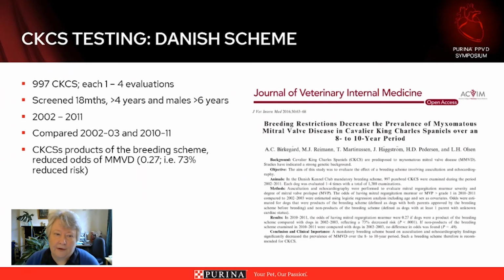So they had over 1,000 dogs that had between 1 and 4 evaluations. The Danish regulations are that they're screened at 18 months, at about 4 years old, and then the males are still screened again at over 6 years old. So they compared the results they had between 2002 to 2003, and then 2010 to 2011. And the Cavaliers in 2010 to 2011 that were products of this breeding scheme had reduced odds of mitral valve disease at a young age. So there was a 73% reduced risk of mitral valve disease. So the Danish scheme does work.